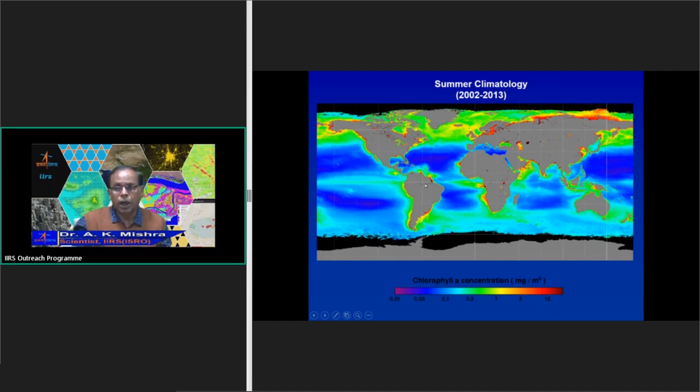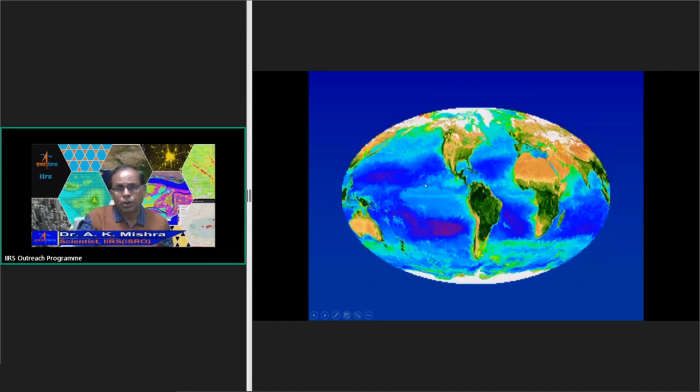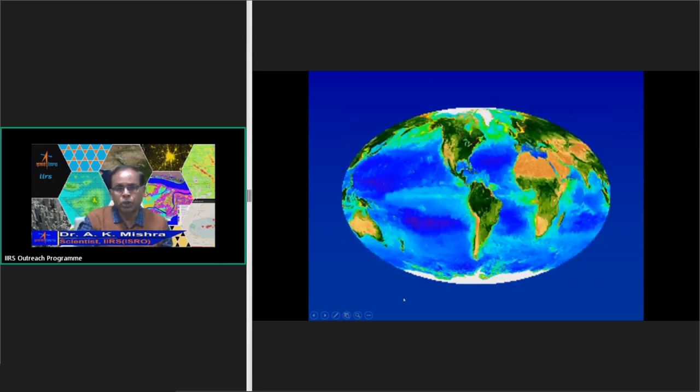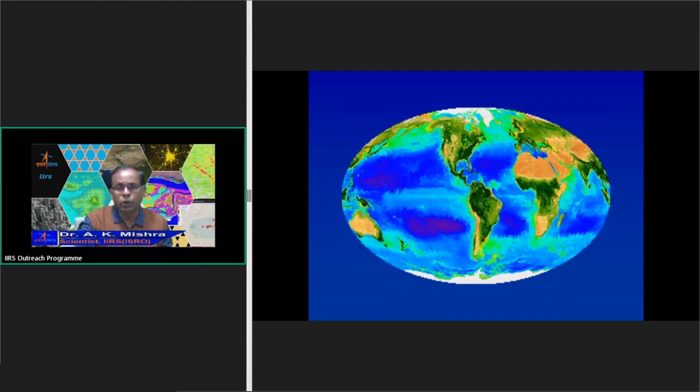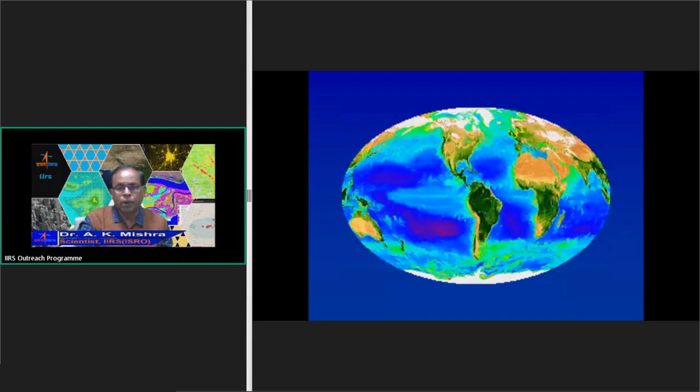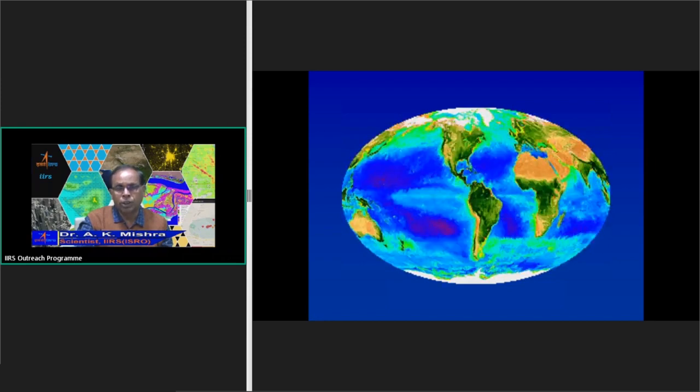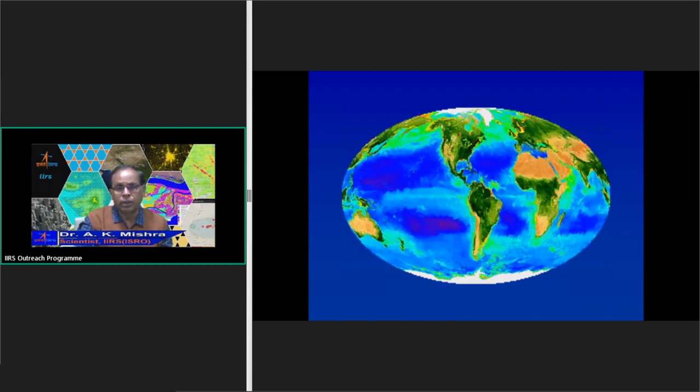And this is the animation of 10 years of SeaWiFS images, showing you the variation of chlorophyll concentration over the ocean and NDVI over the land from January to December.